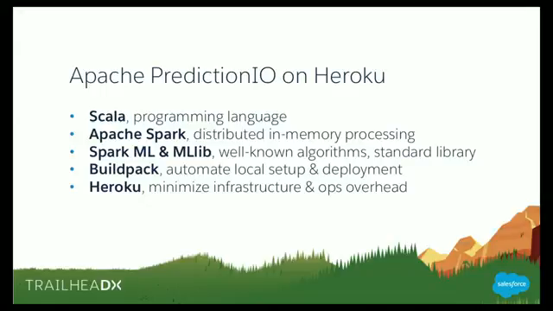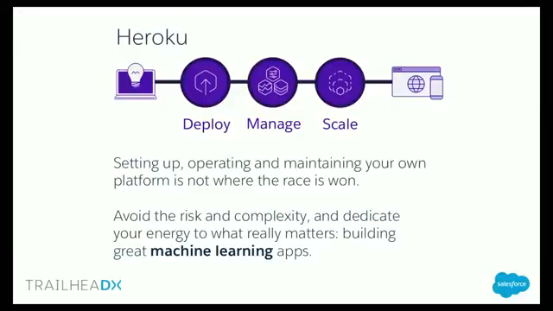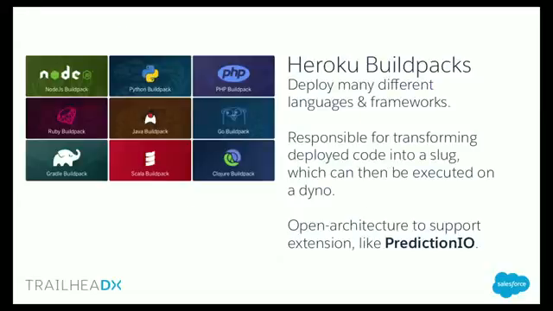So these pieces of software are going to be automated with the Heroku buildpack. This is going to help us automate our local setup of Prediction.io as well as deploying it to Heroku. And once again, Heroku helps us minimize the amount of server jockeying work you have to do, because jockeying with servers is not where you're going to win. So what we want to do is help you avoid the risk and complexity that data science work frequently brings and let you focus on building great machine learning apps.